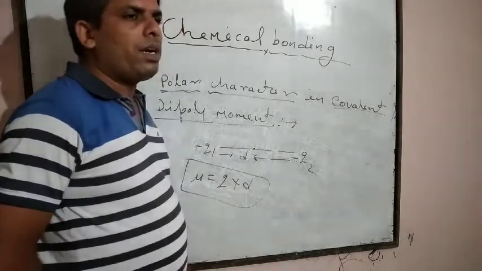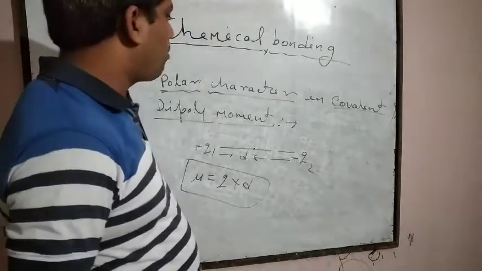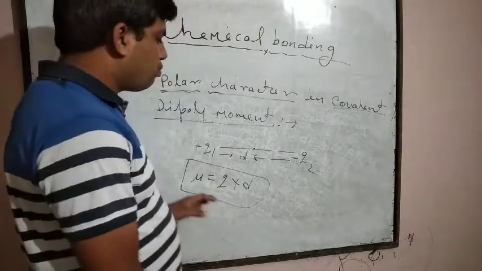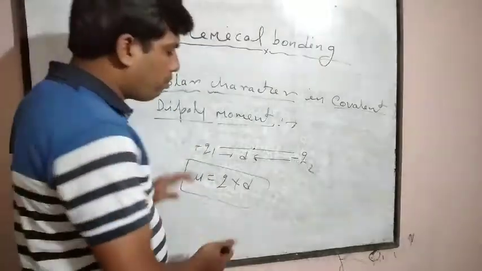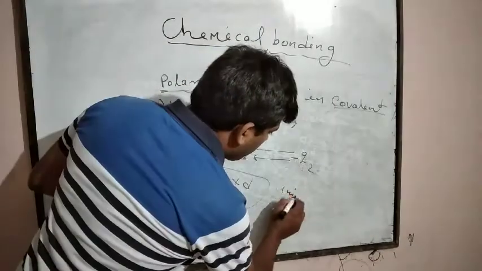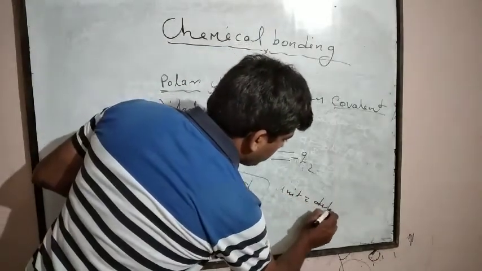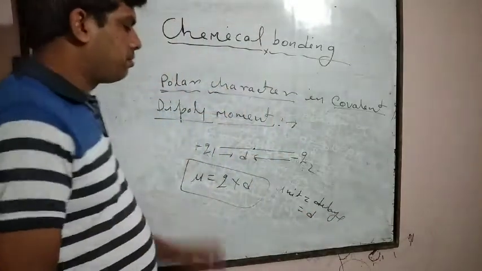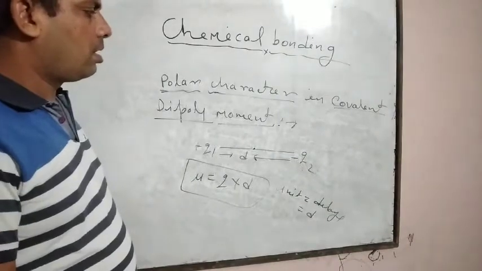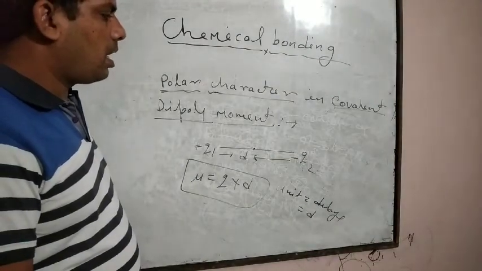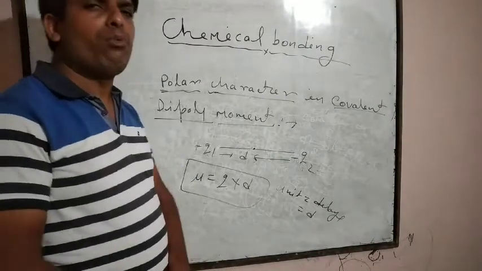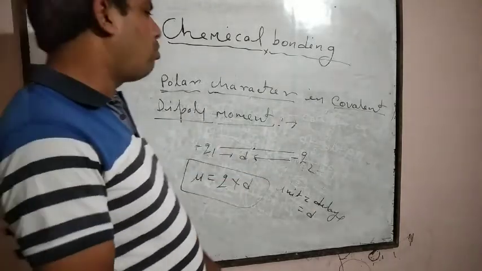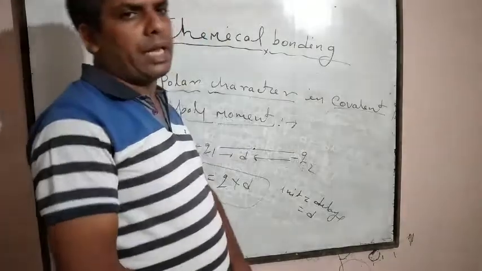The unit of dipole moment is debye, because dipole moment was discovered by Debye, the name of a scientist. Hence, the unit of dipole moment is debye, which is represented with the help of a capital D. And the direction of dipole moment is from positive to negative.